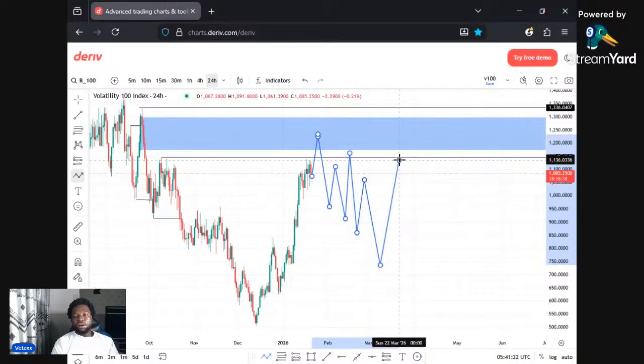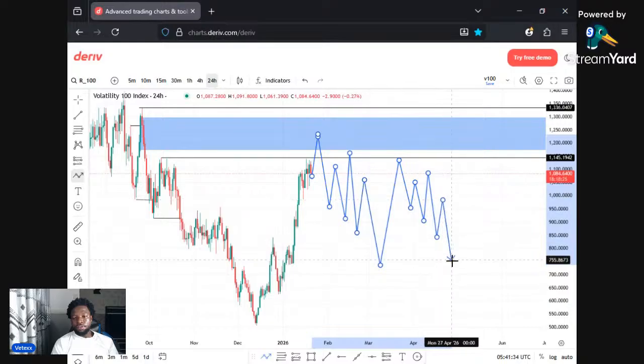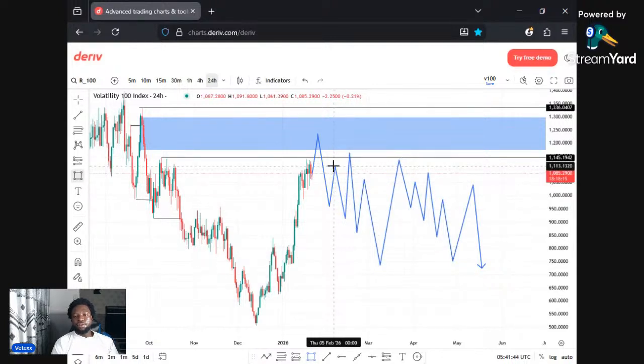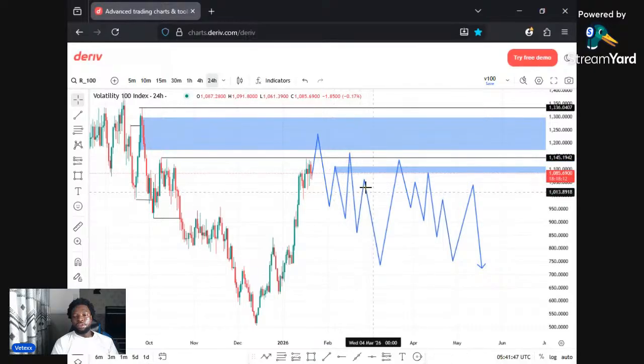So once the 4 hour continuation is confirmed, we anticipate a 15 minutes setup, which is going to be something like this. So now we are going to start taking more of this trade continuously on the 4 hour time frame. So the 4 hour time frame is going to be like this.